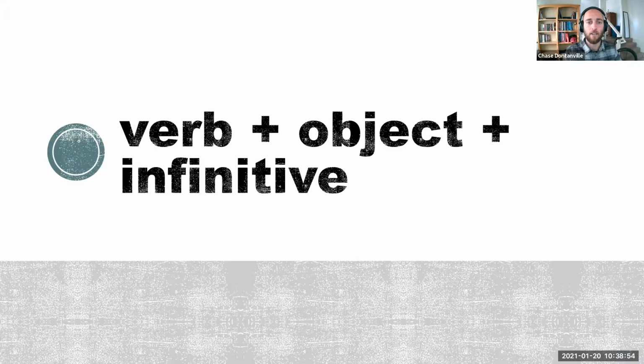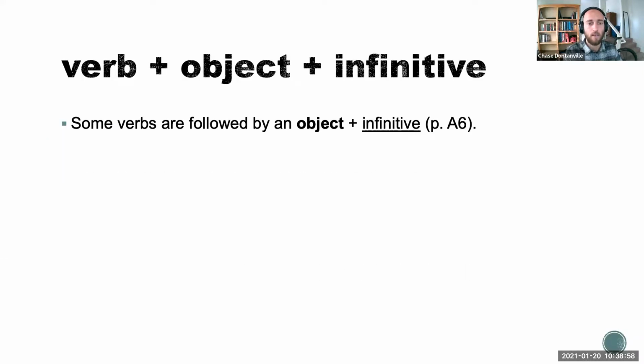Okay, now let's look at verb plus object plus infinitive. Some verbs are followed by an object, then the infinitive. And again, page A6 in the back of your book will give you a complete list of these verbs. I'll give you some examples.